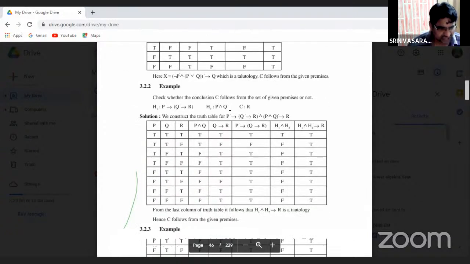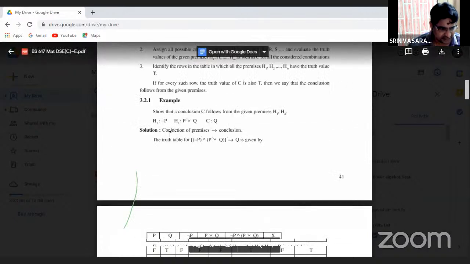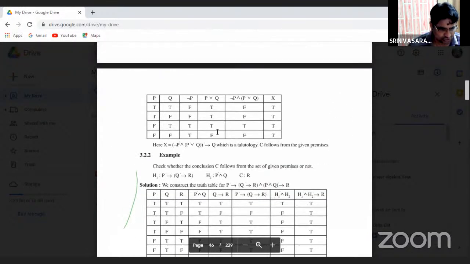Now there are two premises given. First premise is P implies of Q implies R. Second premise is P and Q. Now we have to express in between H1 and H2 the conjunction part is there. Now already the expression is here. Conjunction of premises goes to conclusion.